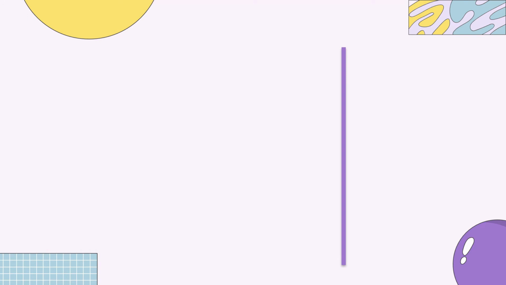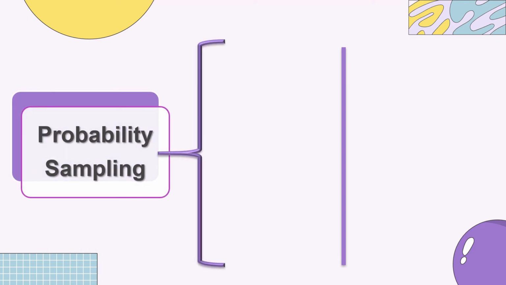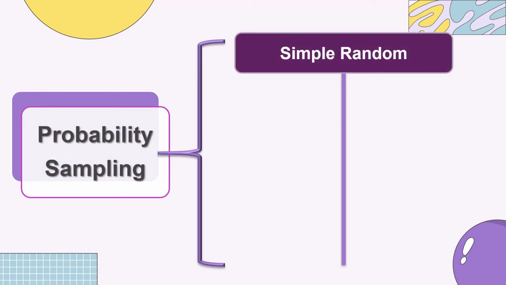Let us discuss first the different probability sampling methods. When we say simple random sampling, it is the purest form under the probability approach since it provides equal chances of being picked for each member of the target population. One way to do it is through the lottery method.